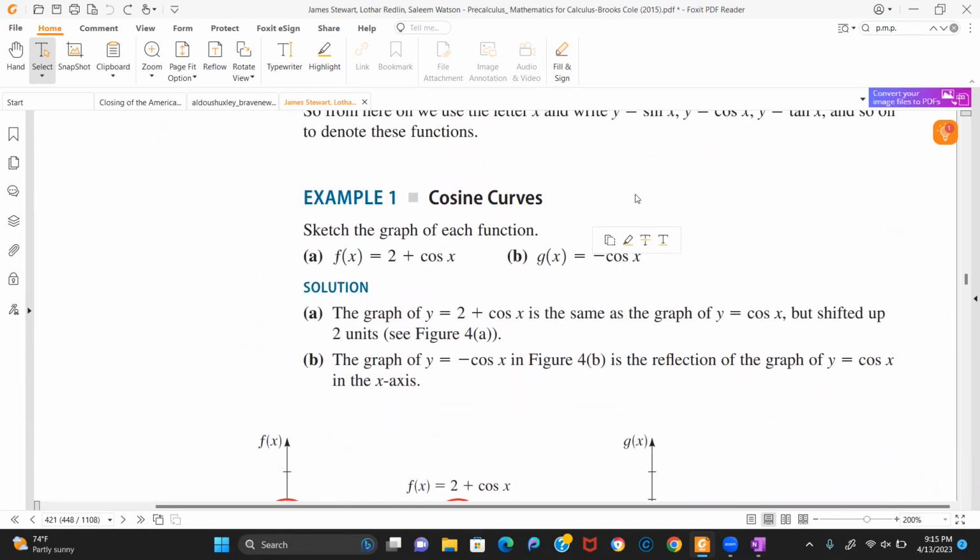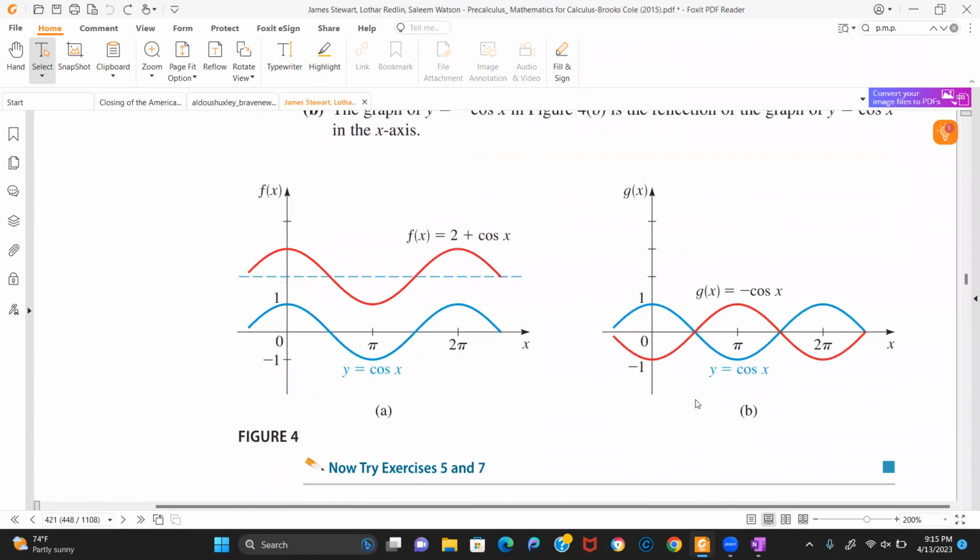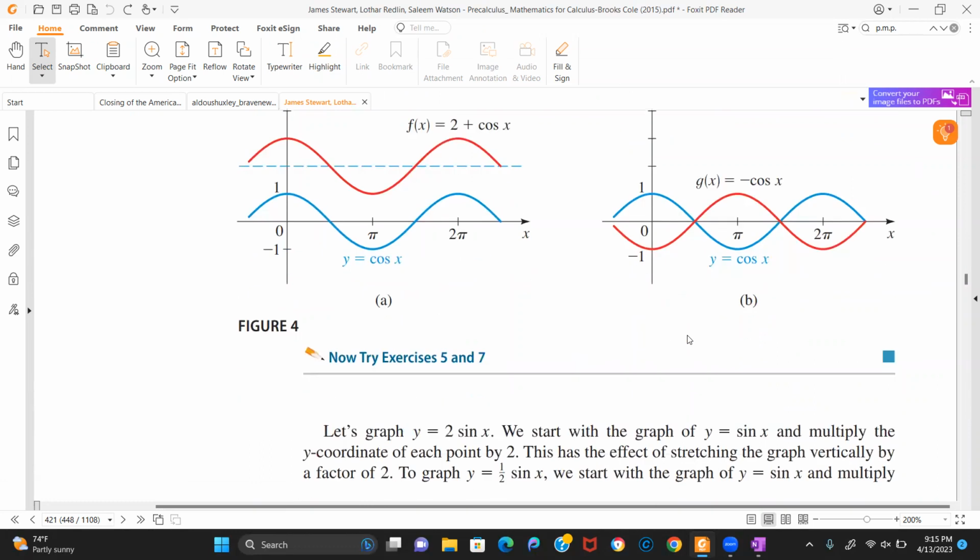For part B, you have the graph of g is negative cosine, so that's the one in red, so it reflects over the x-axis.